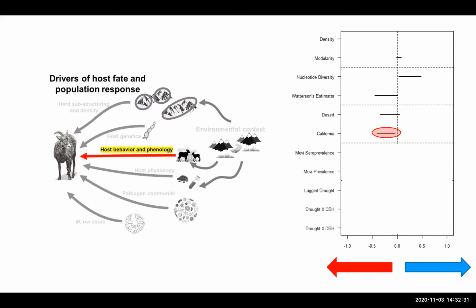By subspecies, we find that our California bighorn sheep herds have poorer lamb recruitment when compared to deserts following die-offs.